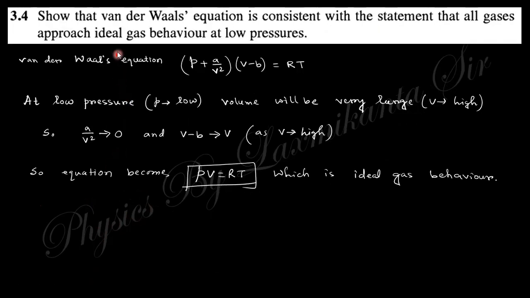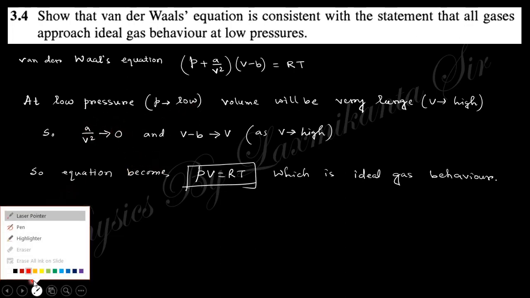So the van der Waals equation is consistent with the statement that all gases approach ideal gas behavior at low pressure. So this van der Waals equation can be converted into the ideal gas equation when the pressure is very low. You know, when pressure is very low, the volume must be very high according to Boyle's law. According to Boyle's law, this must be high, right?